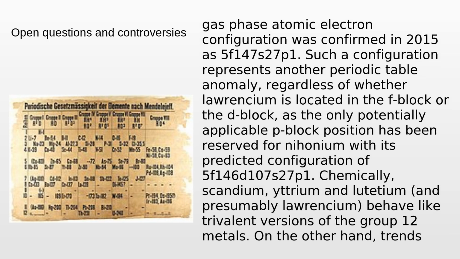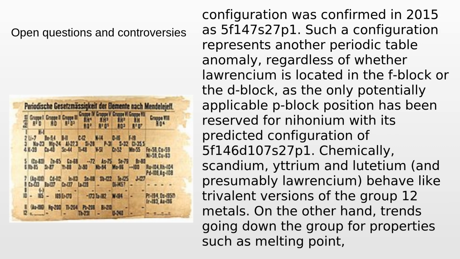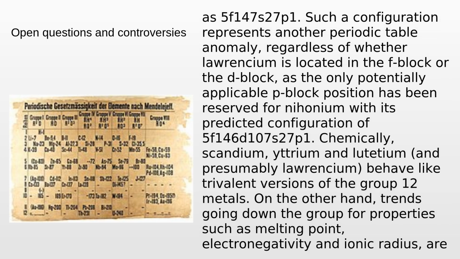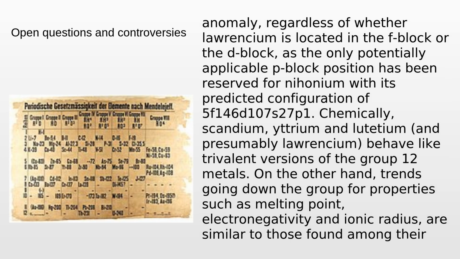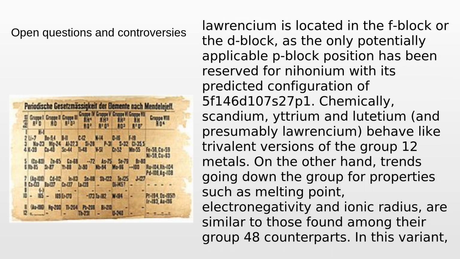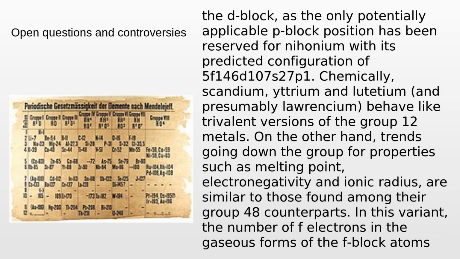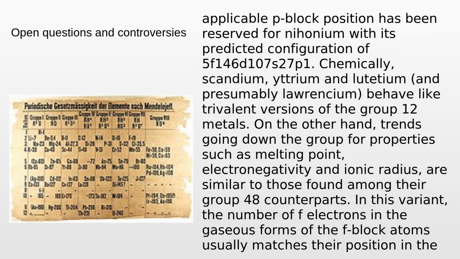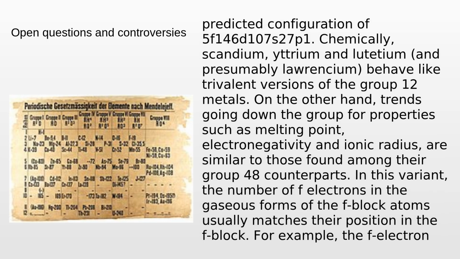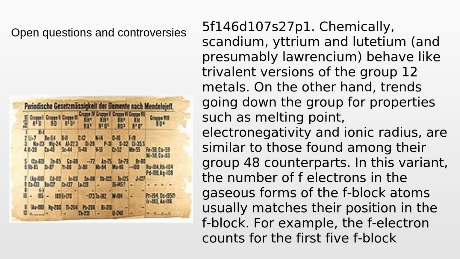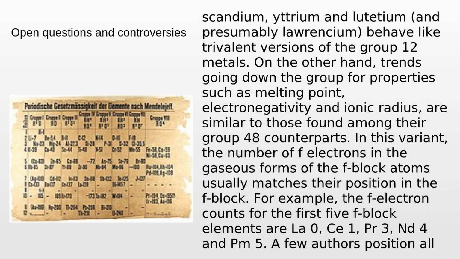Such a configuration represents another periodic table anomaly, regardless of whether lawrencium is located in the F block or the D block, as the only potentially applicable P block position has been reserved for nihonium with its predicted configuration of 5f14 6d10 7s2 7p1. Chemically, scandium, yttrium and lutetium, and presumably lawrencium, behave like trivalent versions of the group 12 metals.